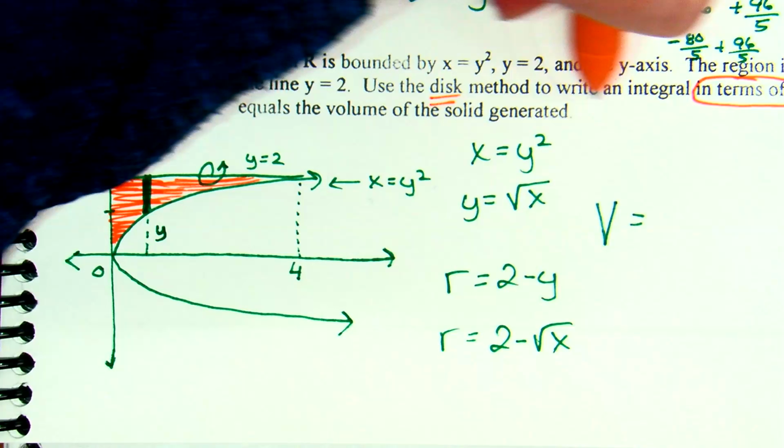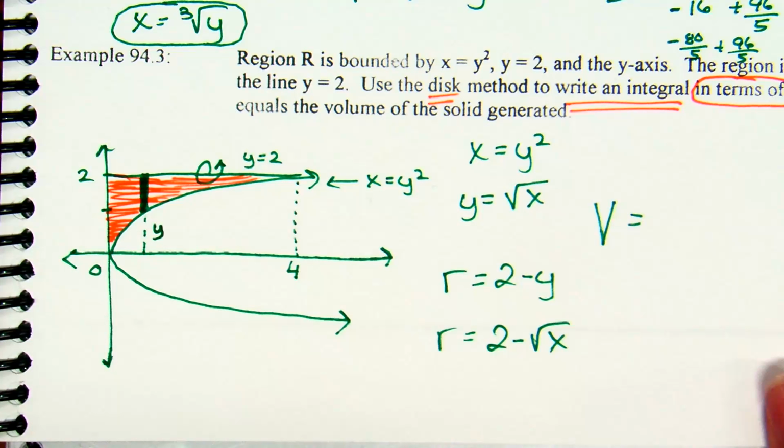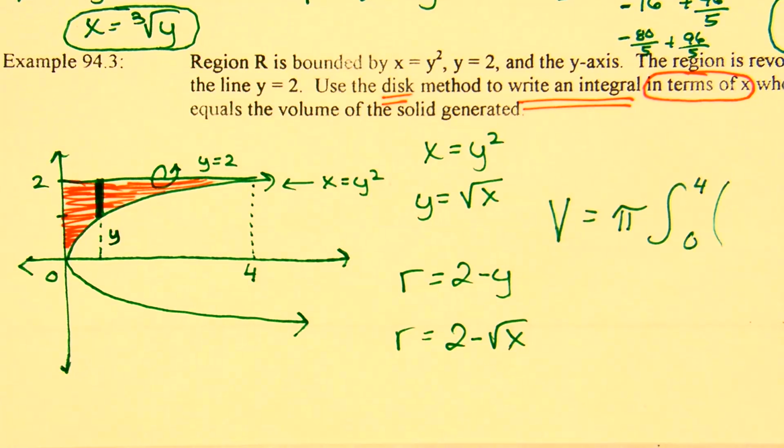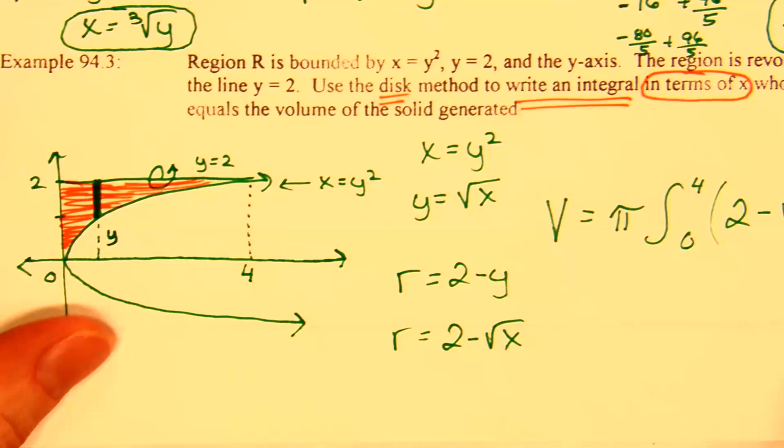Disk method to write an integral. So, what are you writing? Pi. There's one point. Integral from what to what? Because we're working in x, we need x values, 0 to 4. 2 minus square root of x, quantity squared. And if you want to get full credit, you're going to tack on dx.